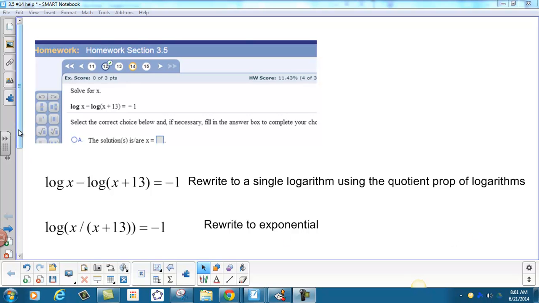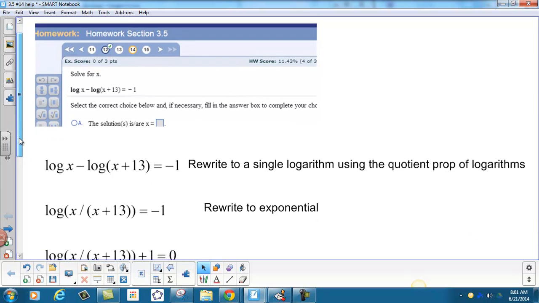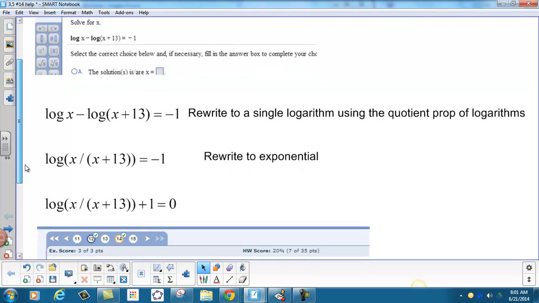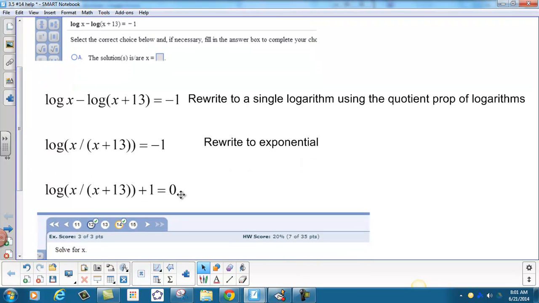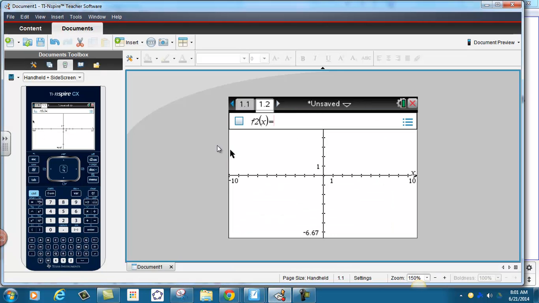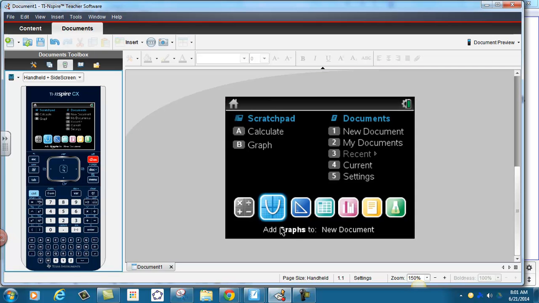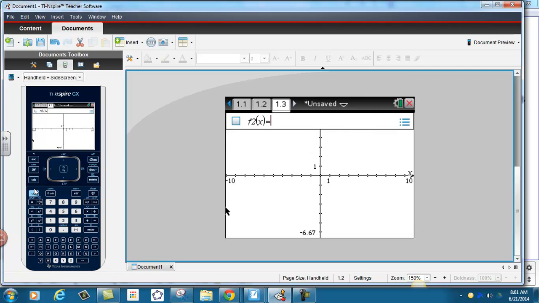And then so I can type this into my graphing calculator, I'm going to set it equal to 0. So I just simply added the 1 to set it equal to 0. So I'm going to go to my graphing calculator, and again I'm going to go into the graphing menu, and if you're not sure how to get there, you just hit the home button and you hit the graph button right here.